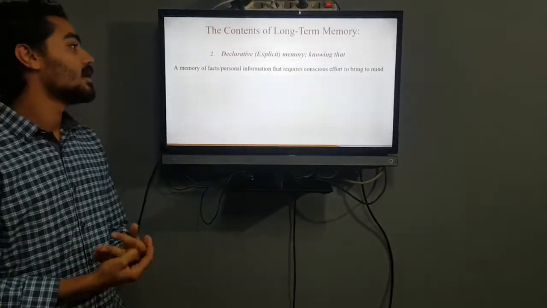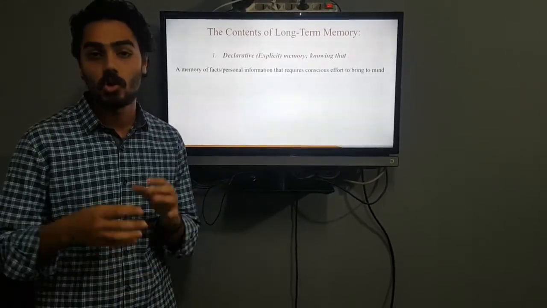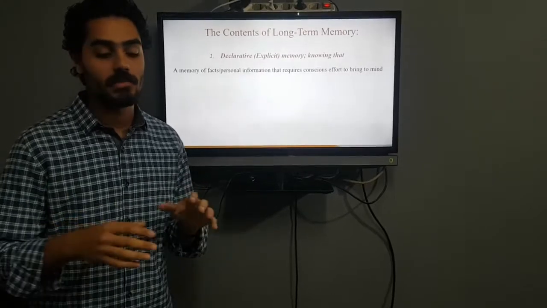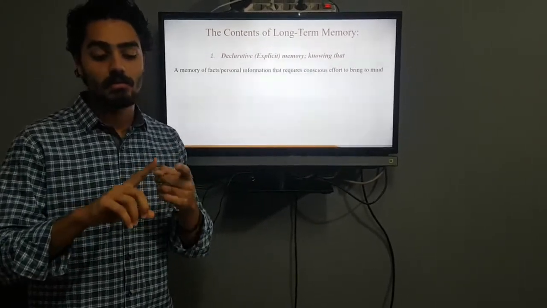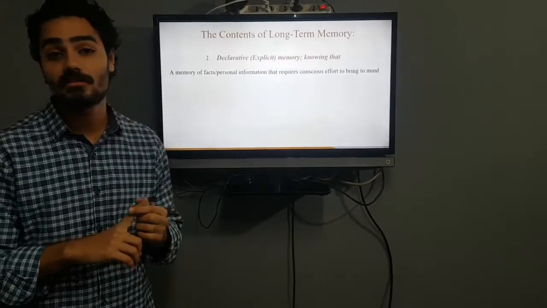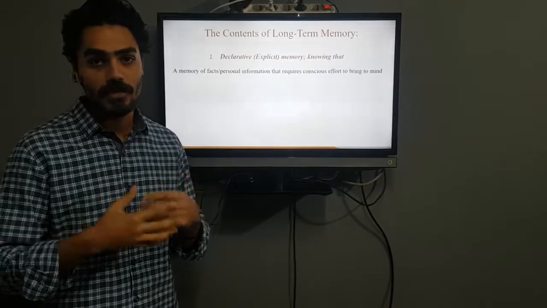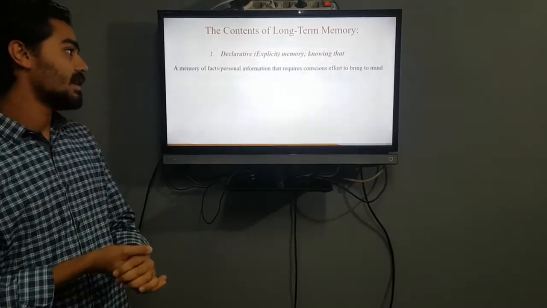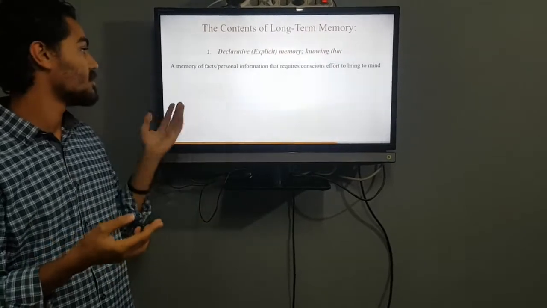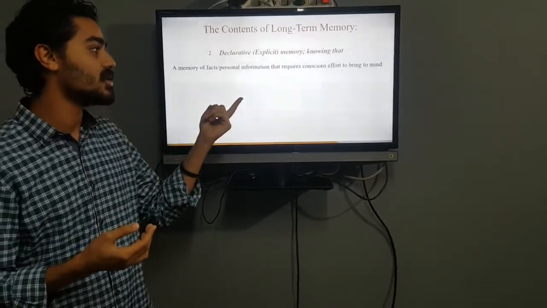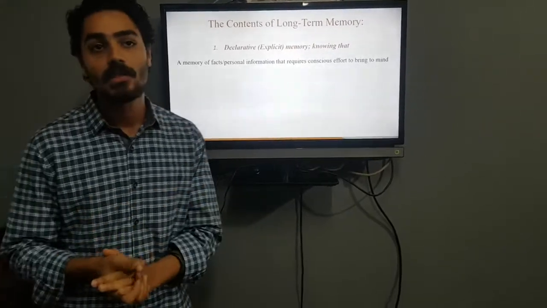Okay, so continuing what Melody has been saying, we'll discuss the contents of long-term memory, and there are basically two main types. One is called declarative or explicit memory, and the other is called procedural memory. Starting off with declarative memory, it's a knowing-that memory. It's a memory of facts and personal information that requires conscious effort to bring to mind.